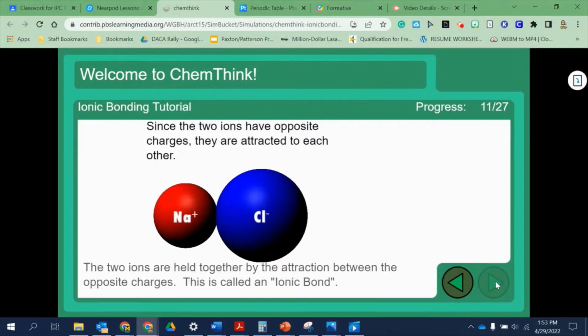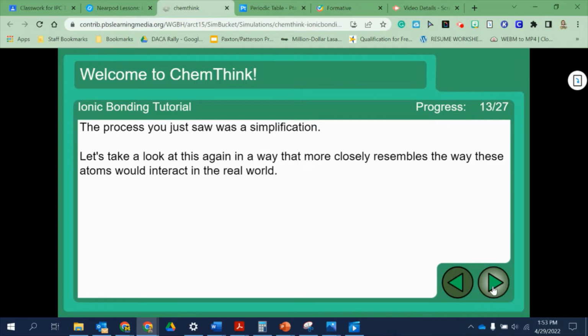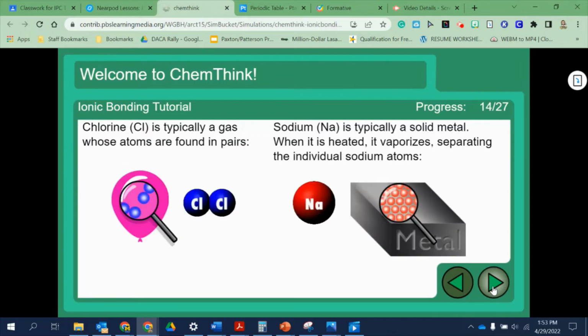All right, and there they go, attracting towards each other because they have opposite charges. So the two ions are held together by the attraction between the opposite charges. That force of a positive and a negative coming together is what's holding these chlorine and sodium ions together. This is what an ionic bond is. It's just a simplification, but let's take a look at this again, in a way that resembles more how it happens in the real world.